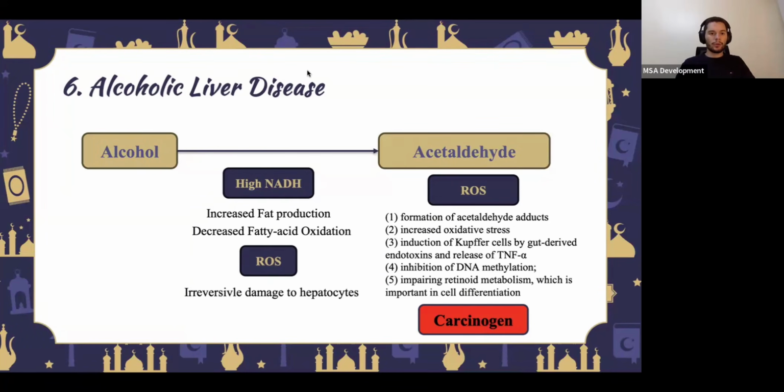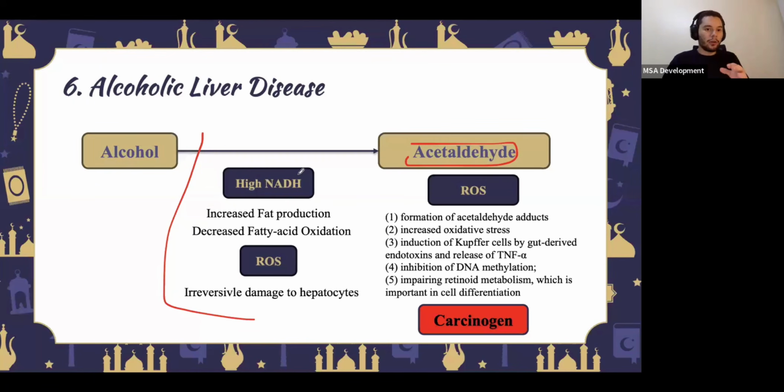Okay, now on to alcoholic liver disease. So for alcoholic liver disease, this patient, as we know, drinks a lot of alcohol. And how does this alcohol get metabolized? This alcohol goes to the liver and it gets metabolized by certain enzymes, you don't need to know the name, to acetaldehyde. Through this procedure, you have a lot of NADH production and a lot of reactive oxygen species. What does NADH do?